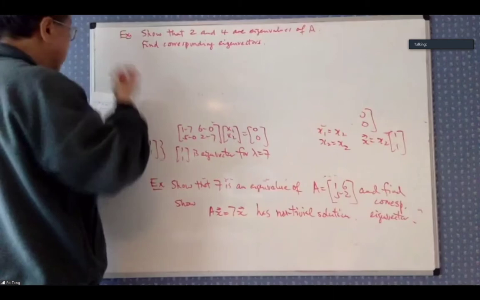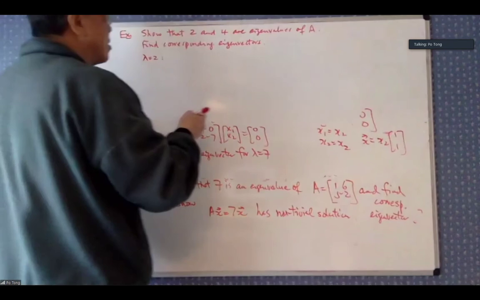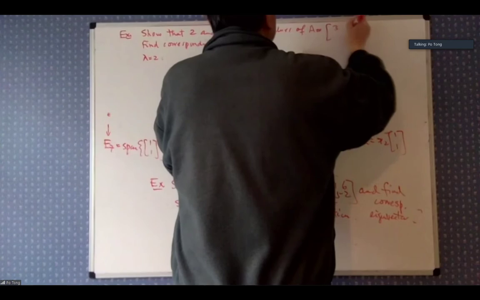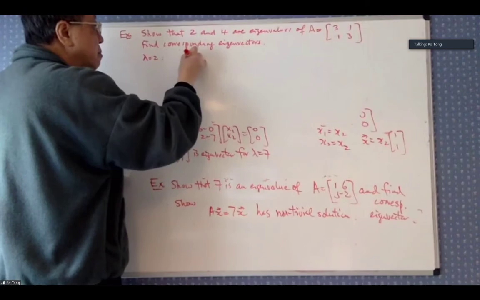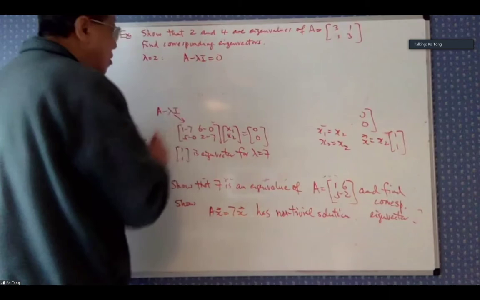Okay, so what do we do? Lambda equal to 2. What I need to do is, what's A? I forgot to tell you what A is. So we are going to consider A minus lambda I equal to zero. Just right here, this guy is A minus lambda I. Is it okay?